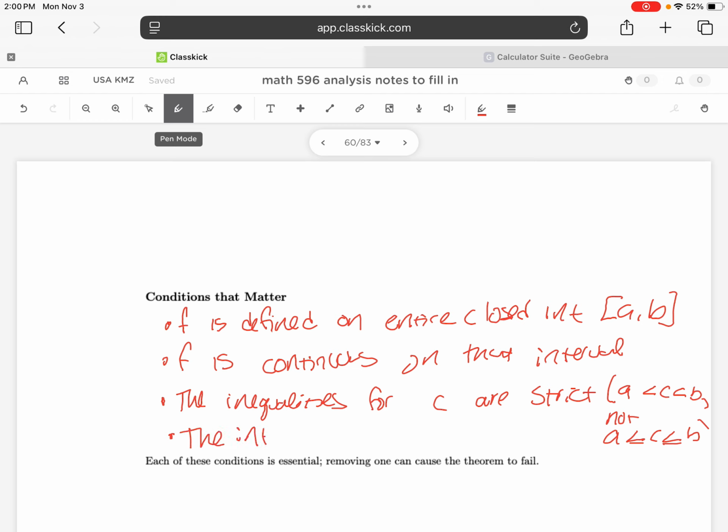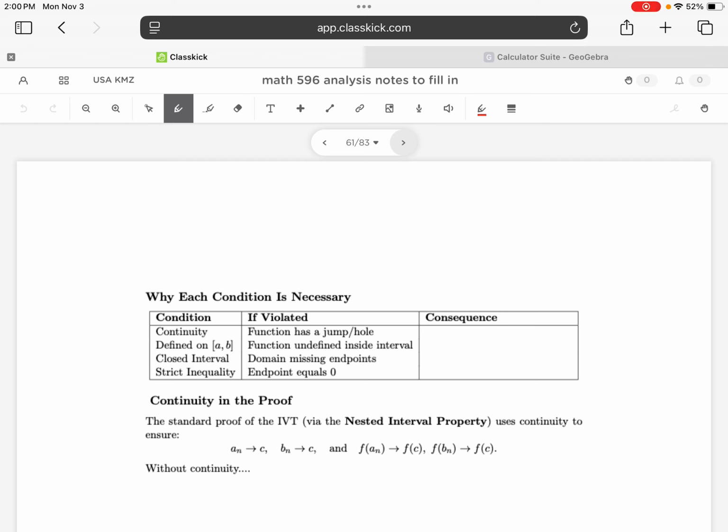This interval for the domain must be closed, not open. And each one of these is essential. If we were to remove even one of these conditions, the theorem itself would fail. So let's talk about why that is.